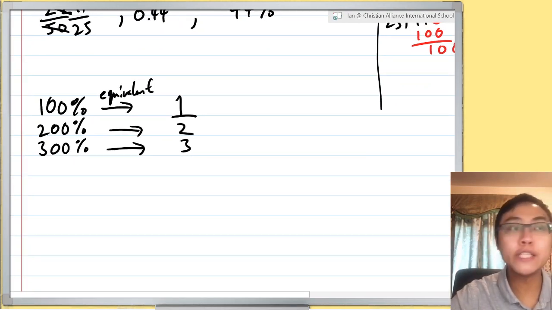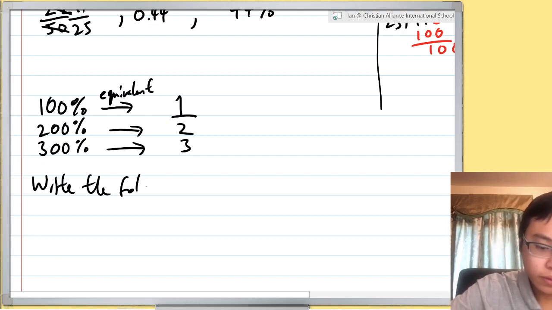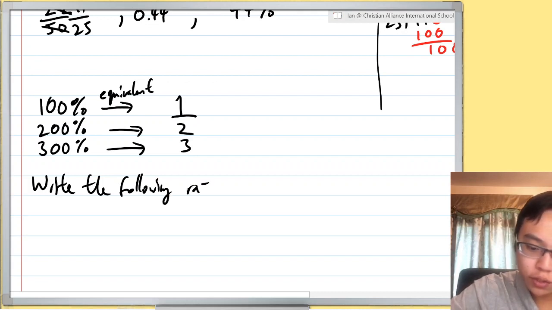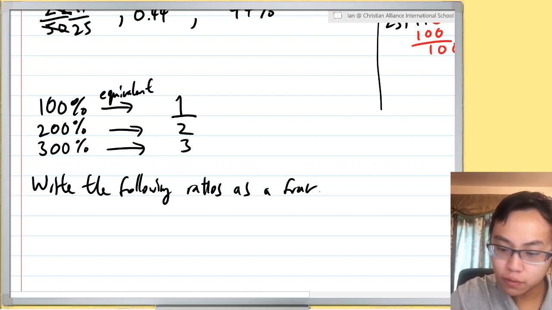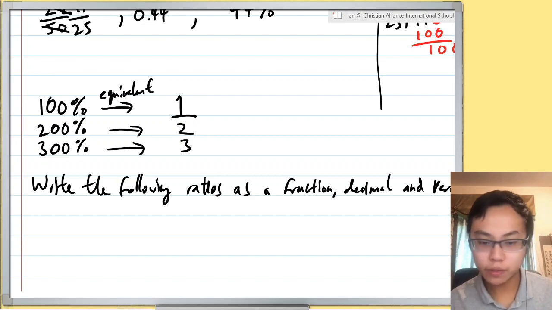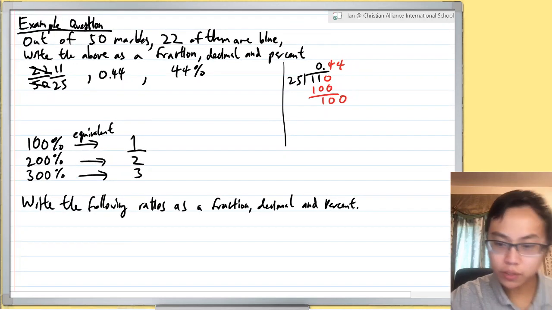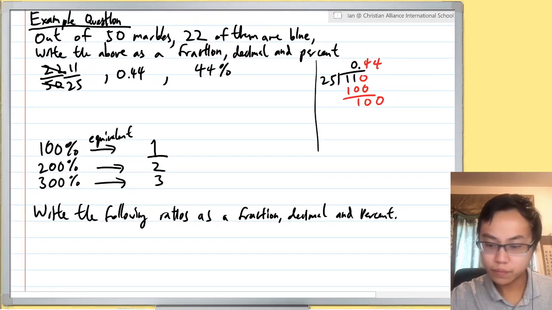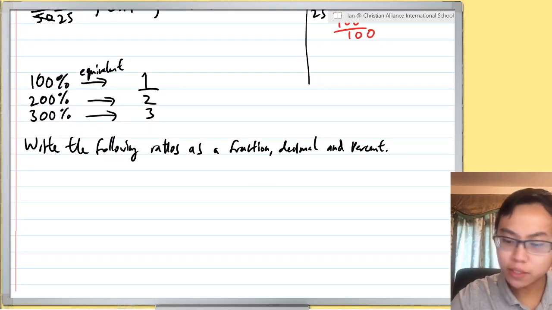We want to write the following ratios as a fraction, decimal, and percent. Whoops, I think we can't see that over there, right? Oh no, we're missing. Yeah, we can see that. Make it slightly smaller so that I can see. Can we see everything now? Yes, we can. So we want to write the following ratios as a fraction, decimal, and a percent.